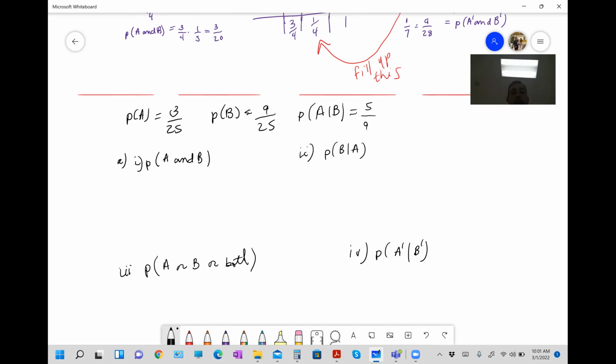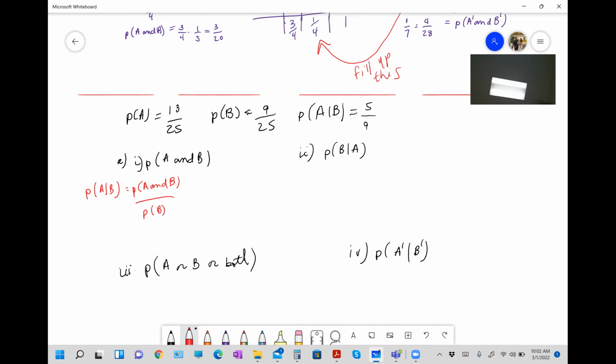So let's start with A. I wrote 3/25, right? Is that 3/25? 13, okay. 13/25. So the probability of A and B is the first thing they want you to figure out. So you got to remember that we say the probability of A given B. I'm doing this because I see A given B there. It must equal the probability of A and B divided by the probability of B.